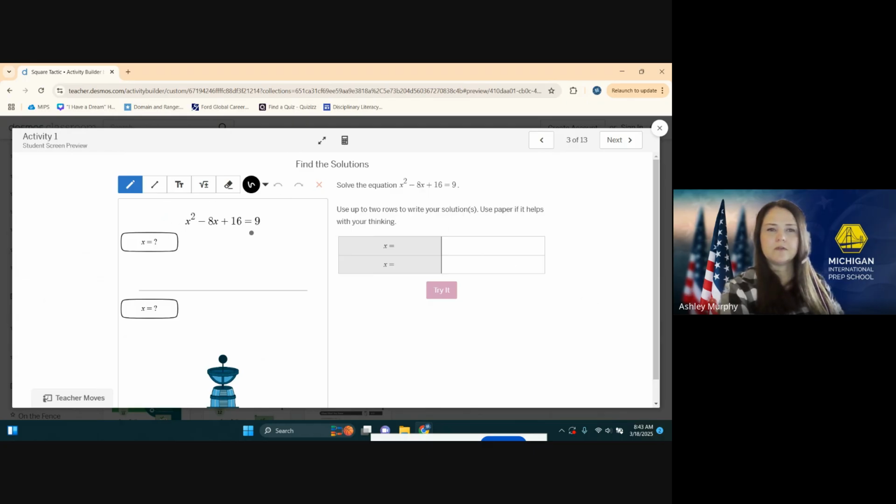Okay, we're going to solve this equation. Use up to 2 rows to write your solution. Use paper if it helps with your thinking.